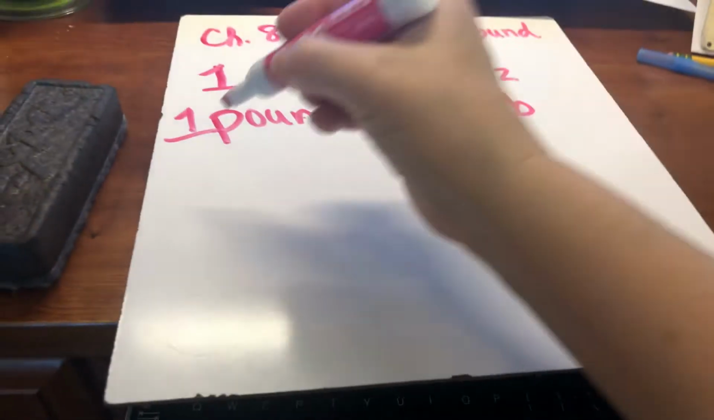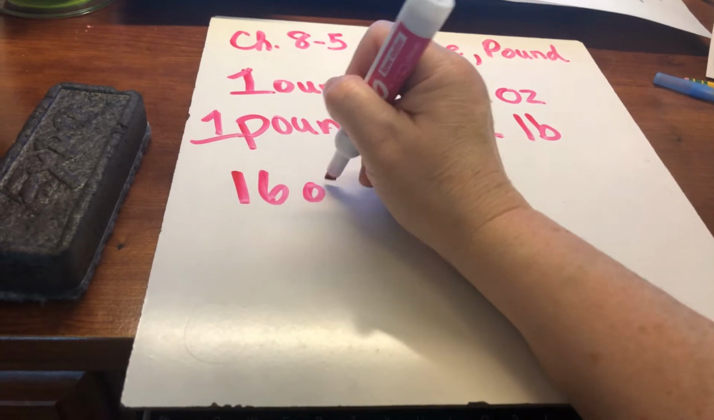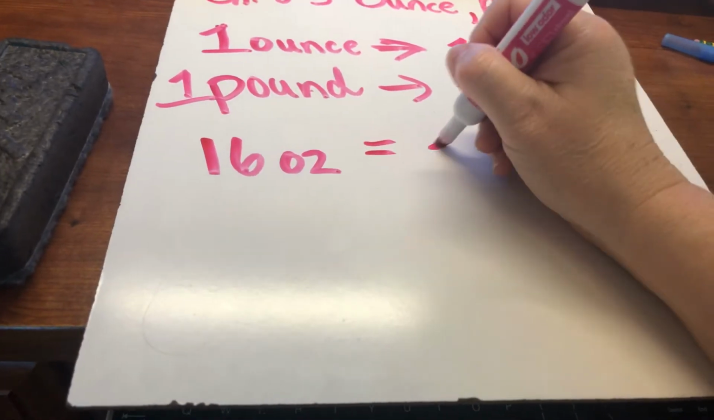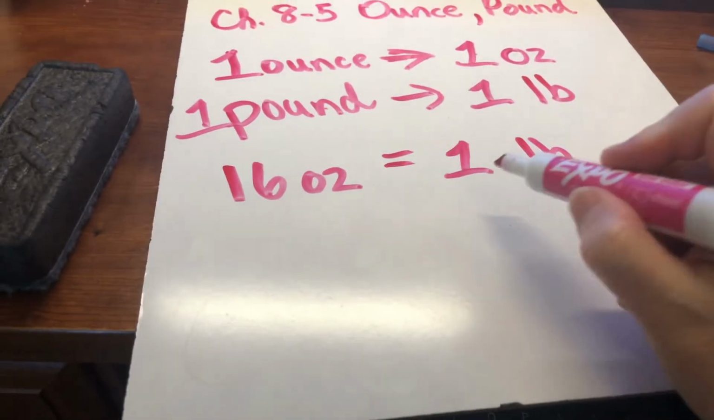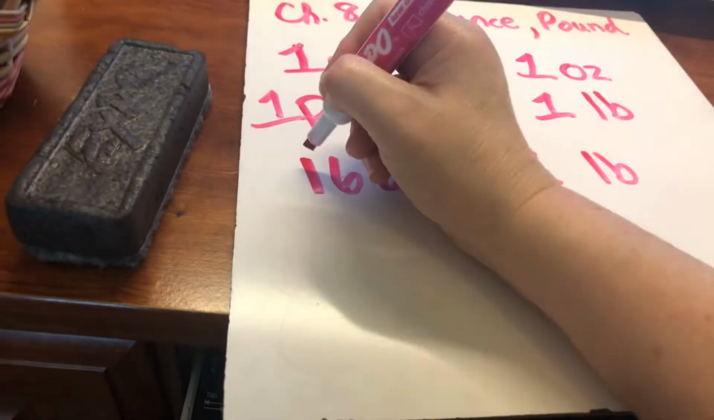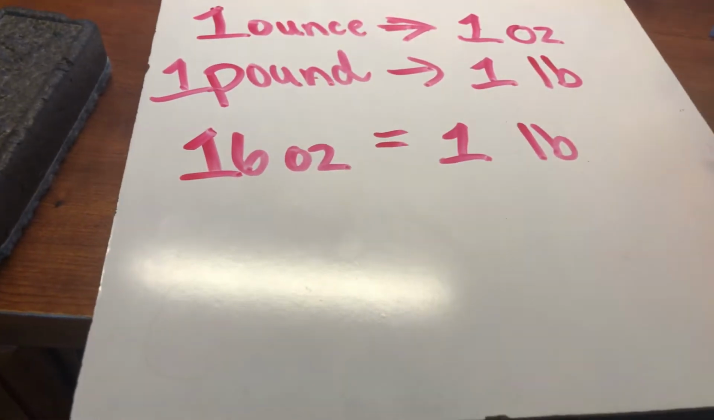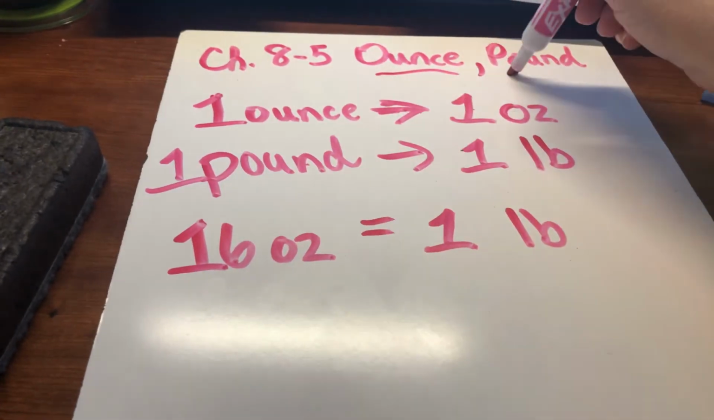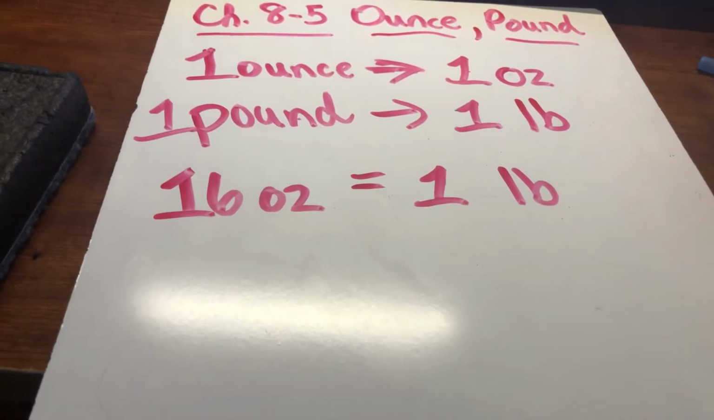Okay? Now, when you have 16 ounces, 16 ounces will equal 1 pound. Now you can see why I'm writing my ones this way in this lesson, because I don't want it to be confused with a lowercase l. So you're going to copy these 3 things down in your notebook. If you need to, pause the video because I'm going to move on now.